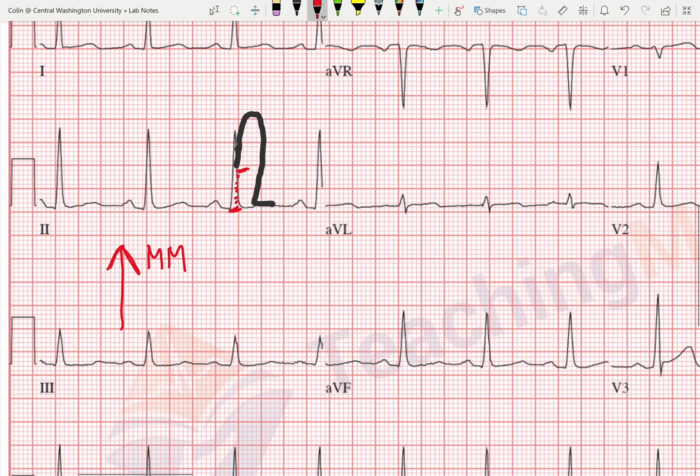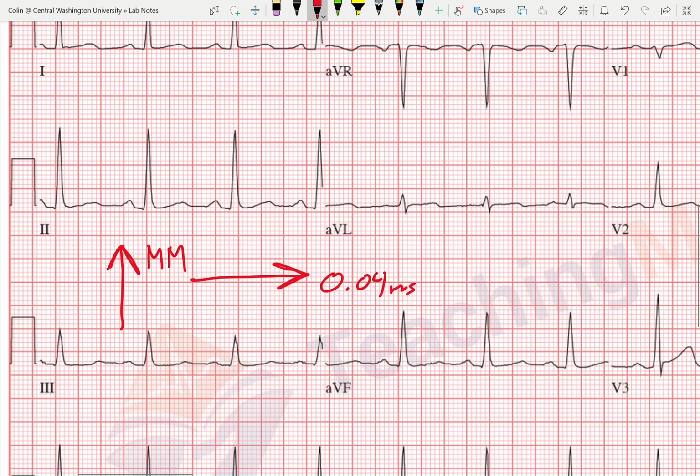Okay, so when we go up with those boxes, we're talking in terms of millimeters, in terms of height. When we go from left to right, we're talking in terms of time. So those boxes are no longer millimeters. Each one of the small boxes is worth 0.04 milliseconds of time.